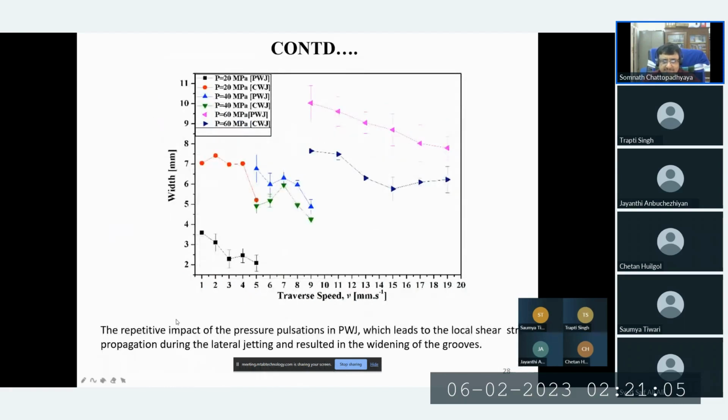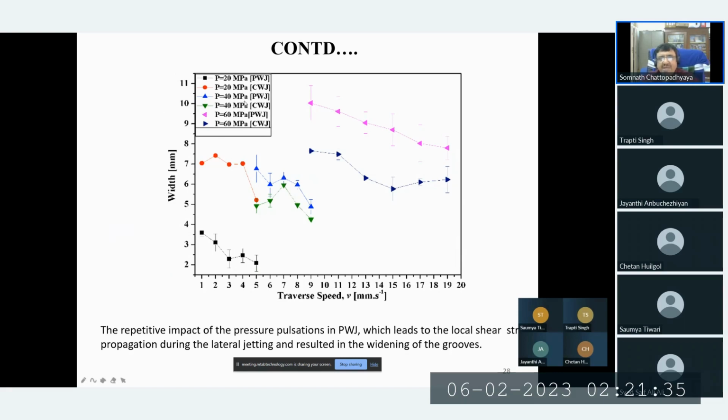We can see the repetitive impact of the pulsation pressures leads to local shear propagation. This is the traverse speed, and whenever traverse speed is increasing, the width is definitely decreasing. That is obvious because whenever you have more dwelling, the width will increase, and whenever the dwelling is less, that means the traverse speed is more, the width of all those grooves is getting less, and that is true for the different values of those pressures.